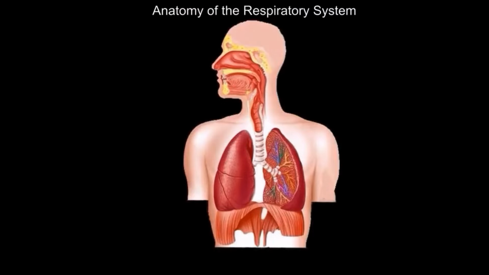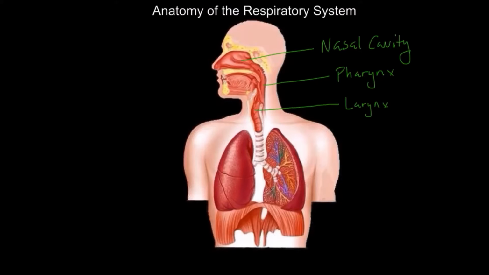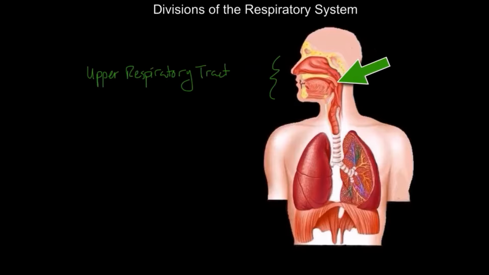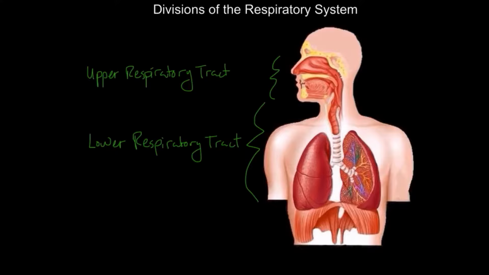The general anatomy of the respiratory system includes the nasal cavity, the pharynx, the larynx, and the lungs, which include other air passageways and the alveoli. There are 2 divisions of the respiratory system. The upper respiratory tract, which includes the nasal cavity and the pharynx, and the lower respiratory tract, which includes the larynx, the trachea, and the lungs.